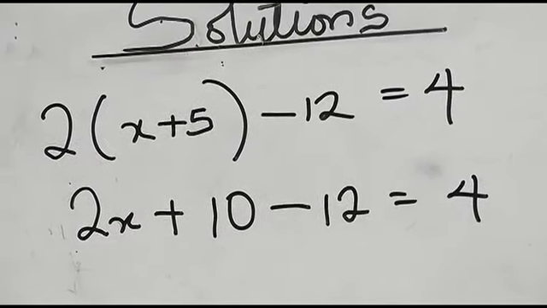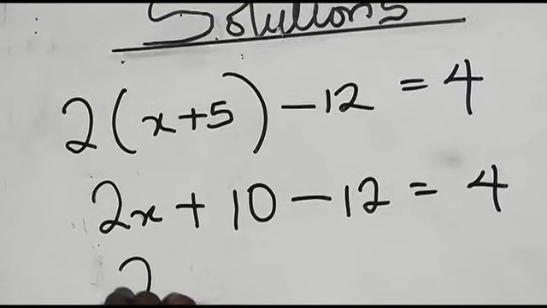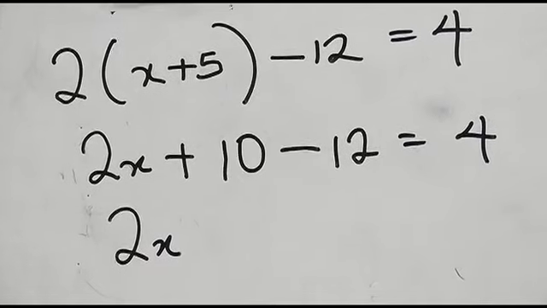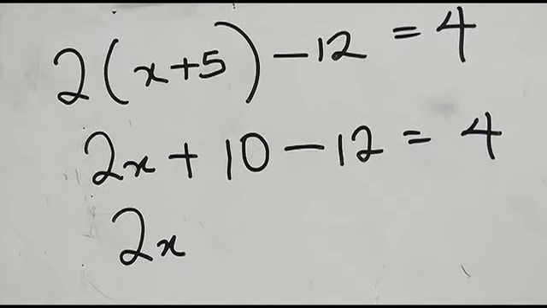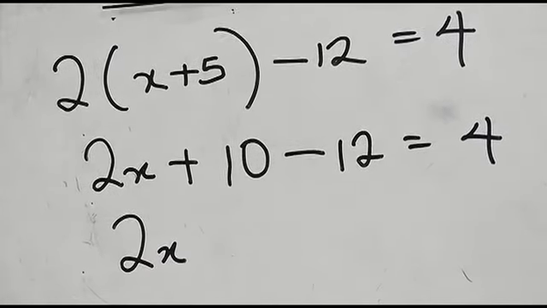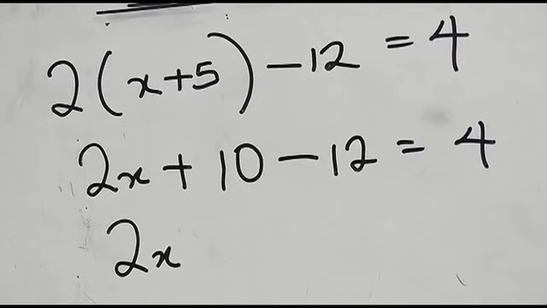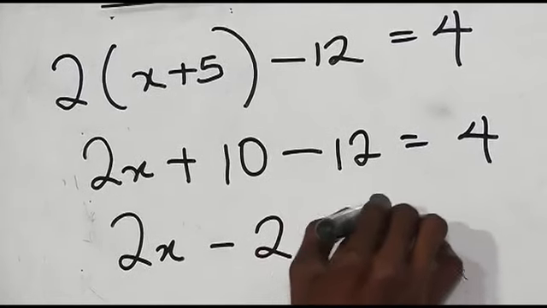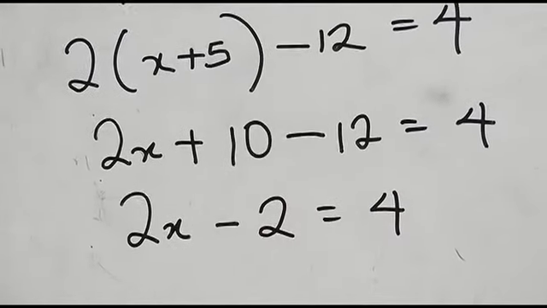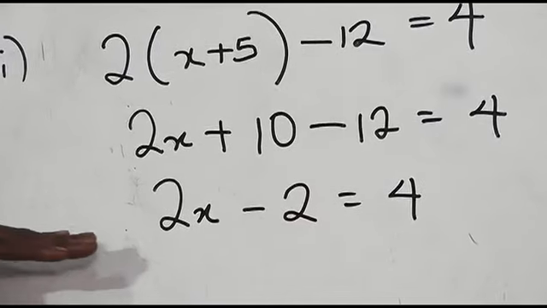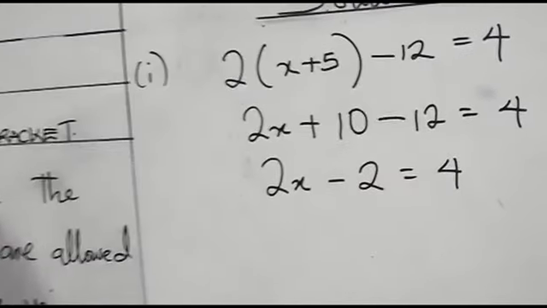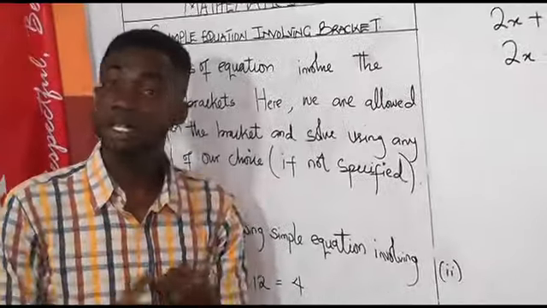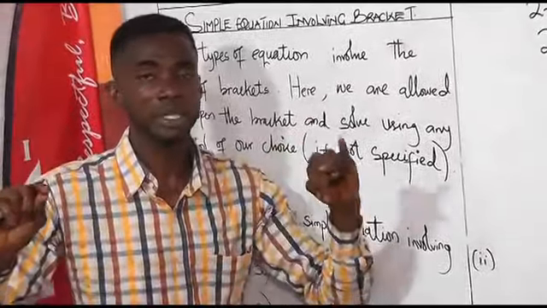So what next now? If you observe here, I can bring down this 2x. If you watch critically, I have plus 10 minus 12. Definitely it will give us minus 2 because 10 is smaller than 12. So in this case I have 2x minus 2 is equals to 4. Now at this junction, we are required to apply any suitable method of our choice. Remember, we said we have the balancing method or the collection of like terms method.